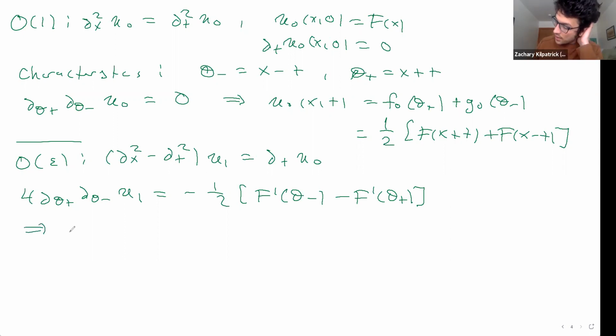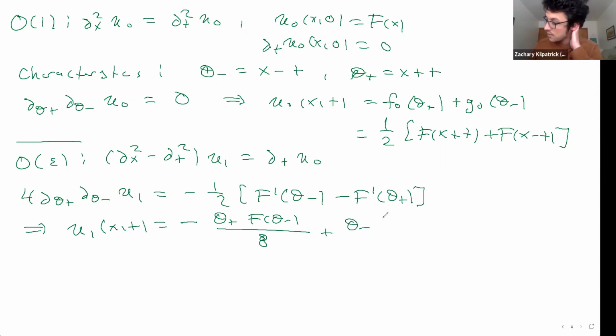And so what do I get? I get that if I solve this, u1 of xt is equal to minus theta plus f of theta minus divided by 8 plus theta minus f of theta plus divided by 8, right? Integrating once just removes the differentiation. Integrating twice gives me these theta plus and theta minus terms out in front of each of these variables.